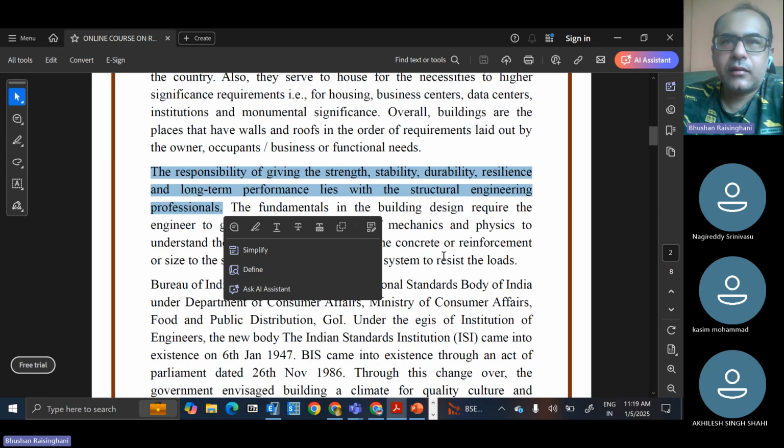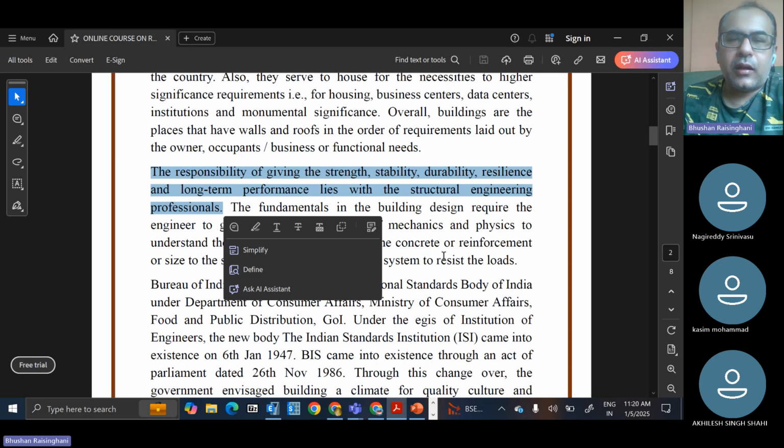It will be code compliant. That is the one part. But the design basis report should be inclusive of all the requirements that are required to design a building with strength, stability, durability, resilience. We will understand in more depth. Long-term performance, that is all in the hands of the structural engineer. Nobody else can give or add anything except the structural engineer for this.